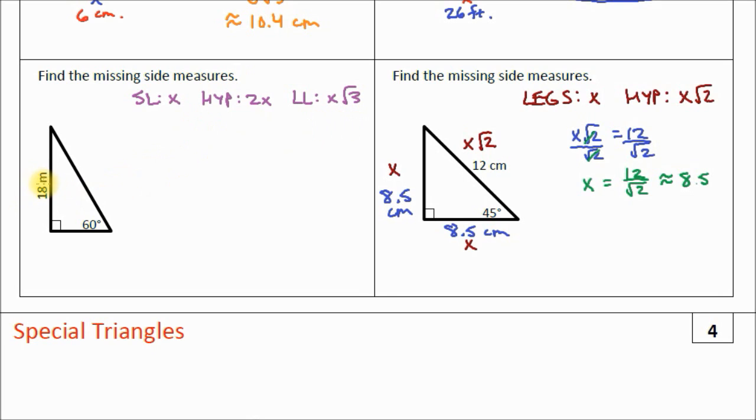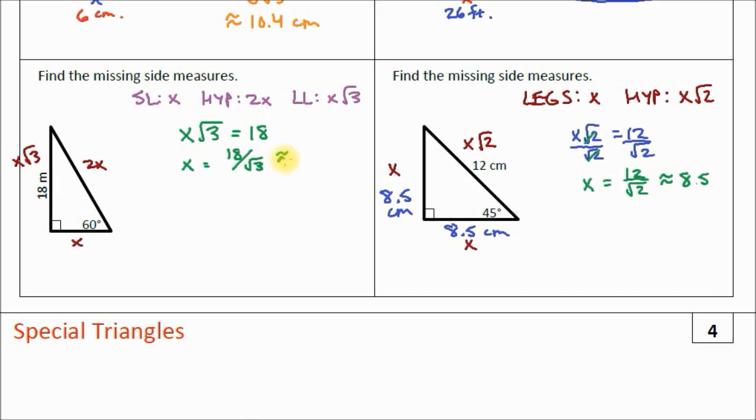Okay, so they gave us the long leg. We know the long leg is x times the square root of 3. Let me write that in here. This is going to be x times the square root of 3. This is going to be 2x. This is going to be x. That means we know that x times the square root of 3 equals 18, because that's the side they told us. Let's divide both sides by the square root of 3. We end up with x equals 18 divided by the square root of 3.